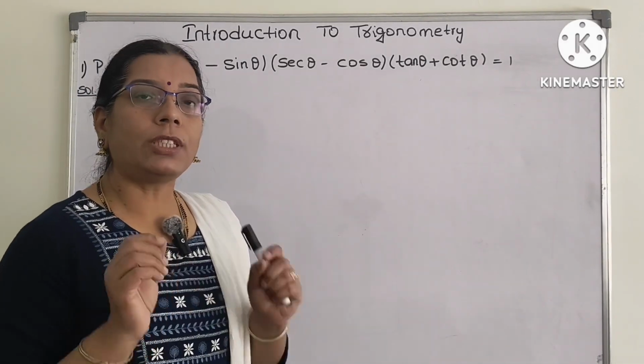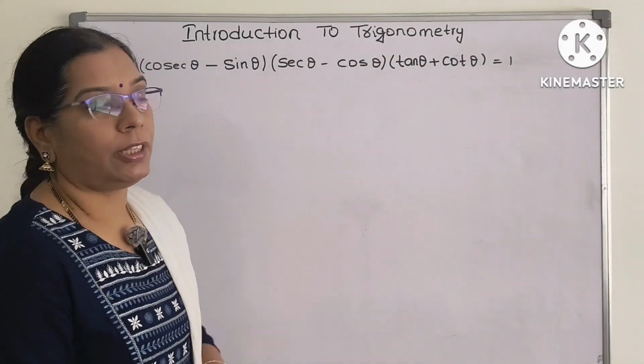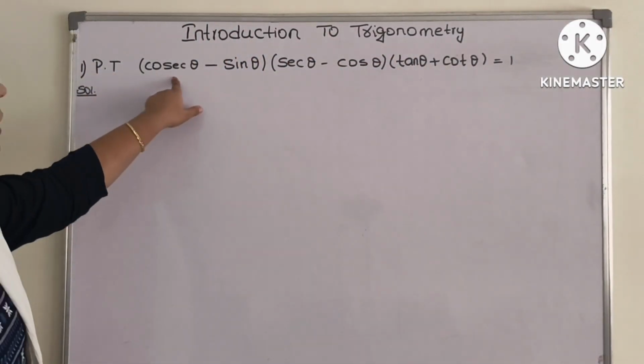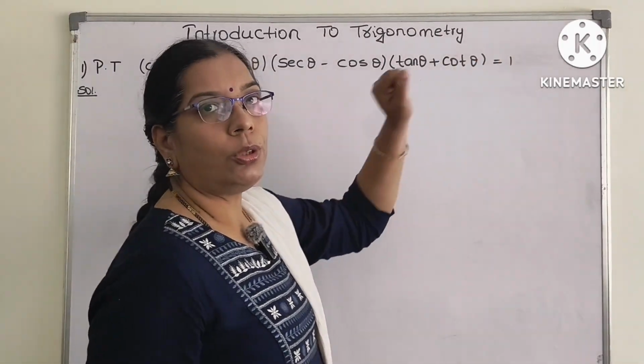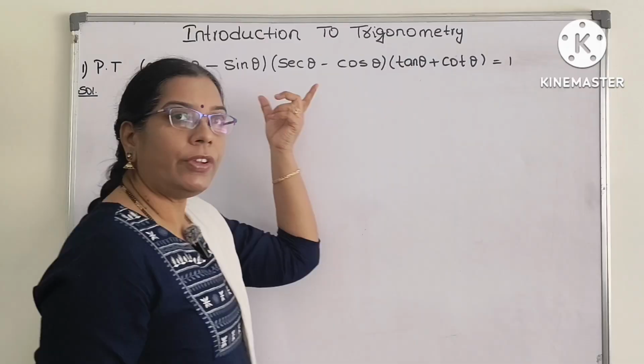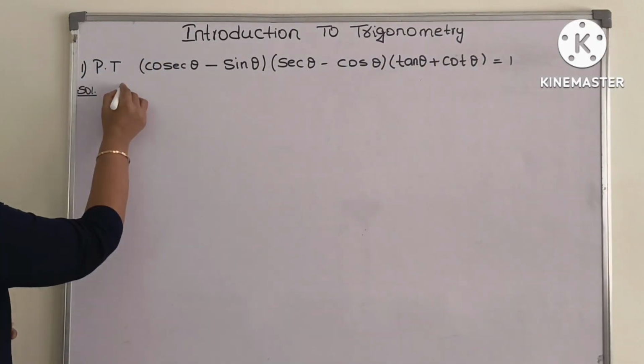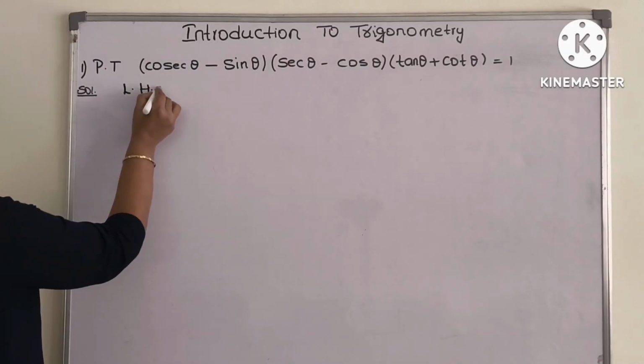We are doing the most expected questions from the chapter Introduction to Trigonometry. The first sum, prove that this should be equal to 1. We do not have anything on the right hand side, so we have to simplify the LHS and arrive at the RHS. So, let us simplify the LHS.